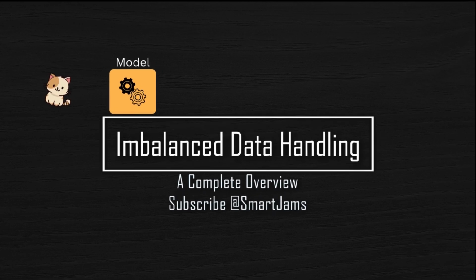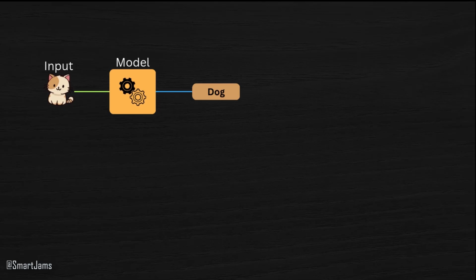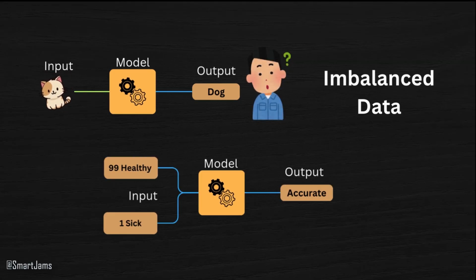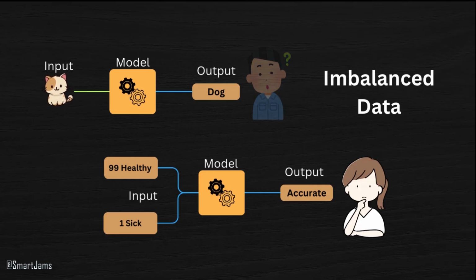Have you ever built a model that seems to perform perfectly until you realize it never actually learns to detect what matters most? That's what often happens when you train on imbalanced data. It's like trying to study rare diseases in a classroom where 99 out of 100 patients are healthy. The model looks accurate, but it misses the few cases that really matter.